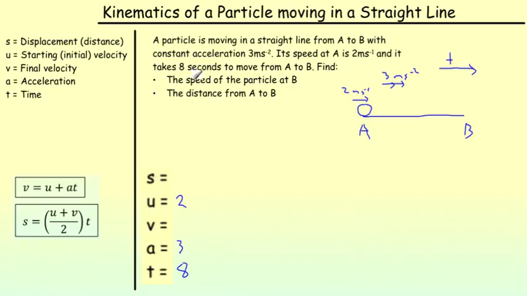And what are we asked to find? We're asked to find the speed of the particle at B, so that would be the final velocity, which we need to find out. And we're also asked to find the distance from A to B, which would be the displacement.